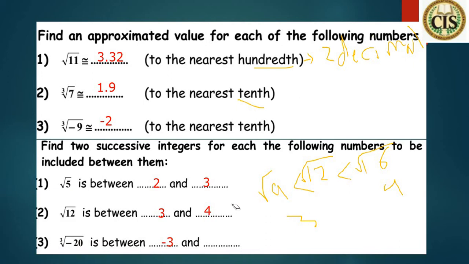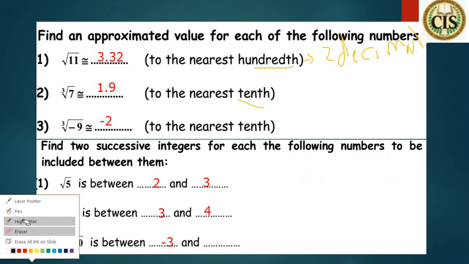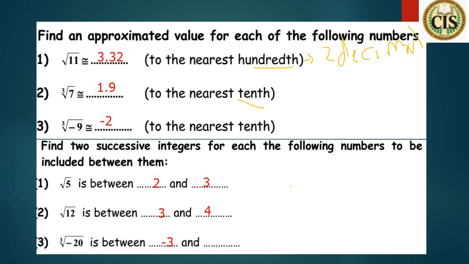Negative cube root of 20. We put negative 20 here, and we need a number less than negative 20 that is a perfect cube, like negative 27, and a number bigger than negative 20 that is a perfect cube, like negative 8.